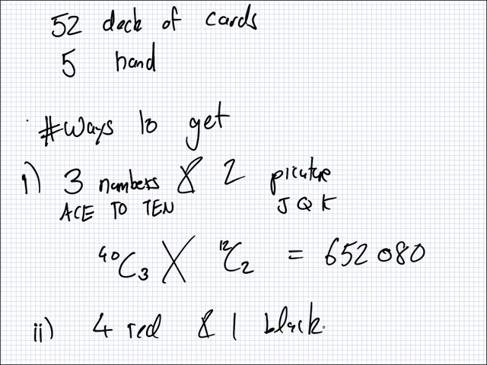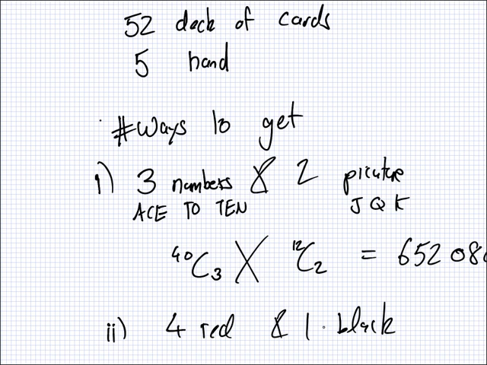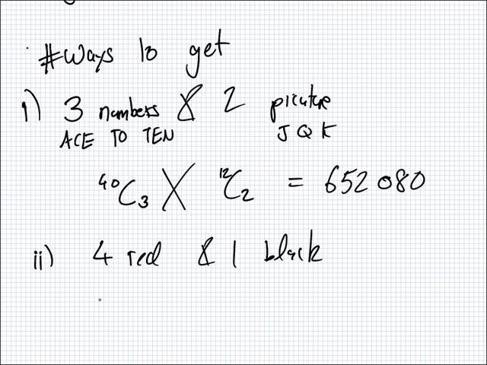9,295. Let's calculate. So what do I calculate? What do I type in? 26C4. There's 26 red cards. Times 26C1. Okay, the last question we'll do.